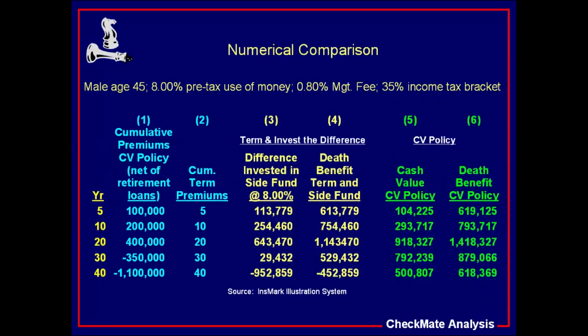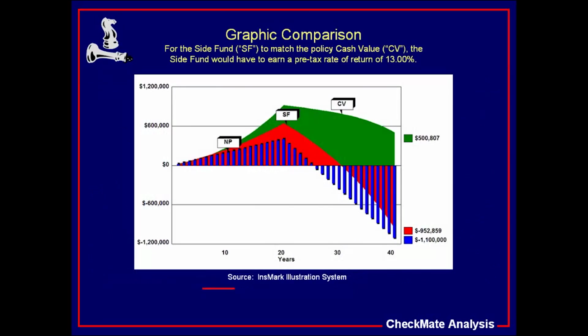Let's examine why that might be. Column 2, there's your term premiums at $1 a year. All the difference invested in my side fund. Side fund values, column 3, still end up negative. A little less negative, but still a nasty negative as opposed to a $500,000 positive. And of course, the policy performs well in intervening years as well. Graphically, red is getting worse and green staying good.